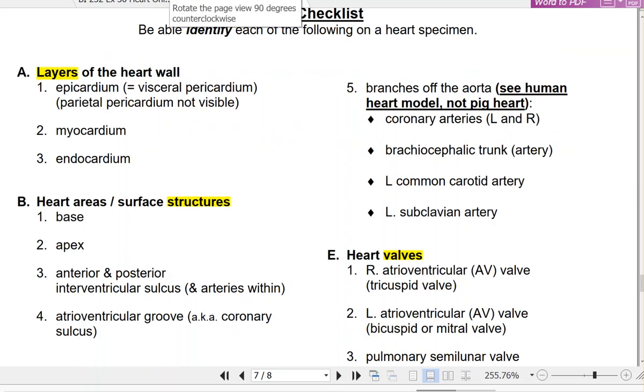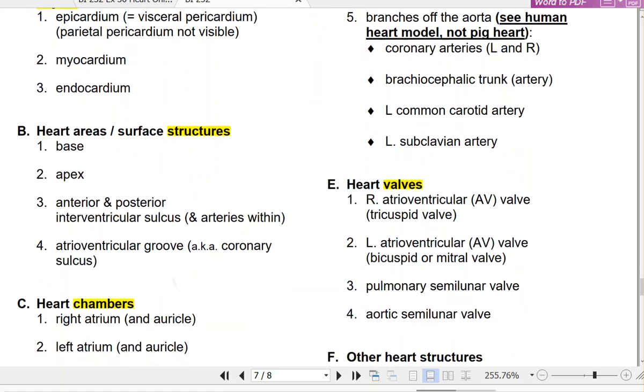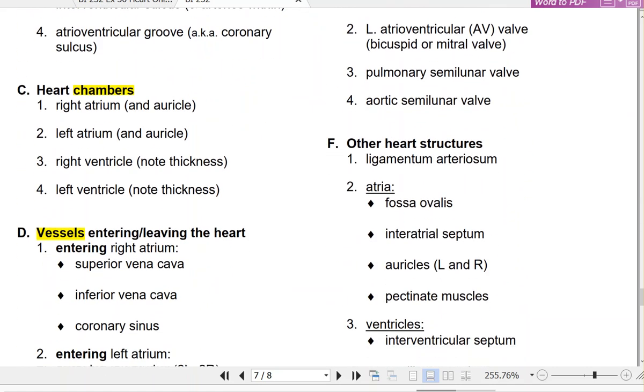Then the last page of your lab manual is a heart checklist, and it's a good place to check vocabulary. These are the things that you would have to find if you were looking at a prosected pig heart in class. I just want to draw your attention again to the question words that we're going to be using. Layers, describe those types of things. Look at all the places that you see the word structure. Look at how we're going to ask about valves, etc. And then layers, structures, valves, chambers, and vessels.